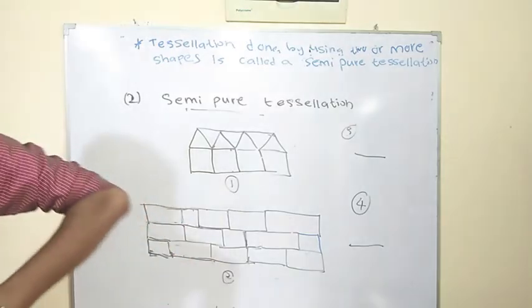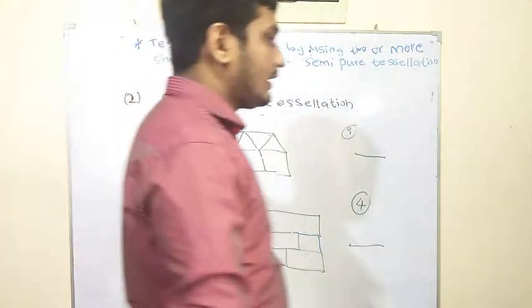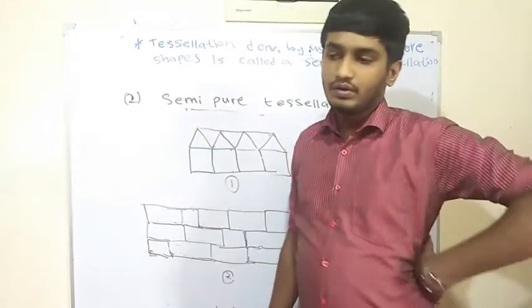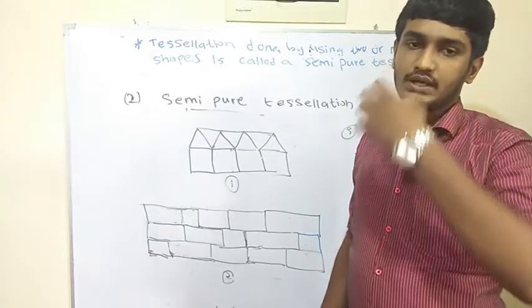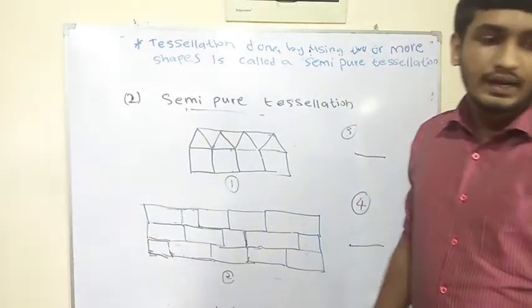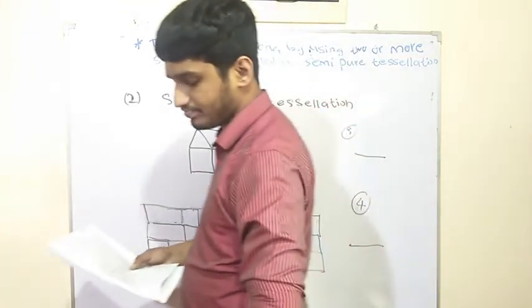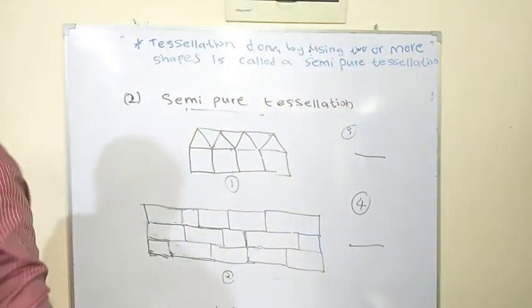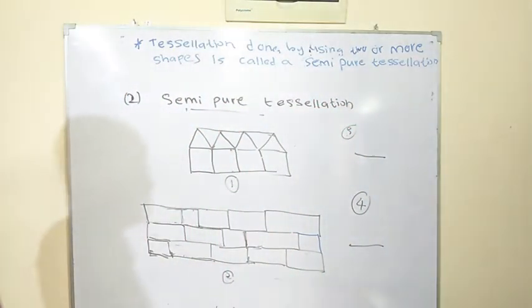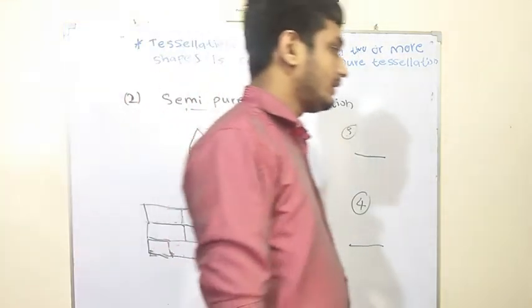Draw a pure tessellation by using an equilateral triangle.